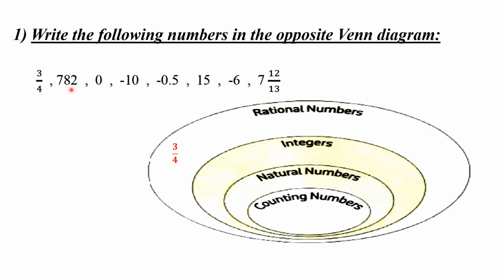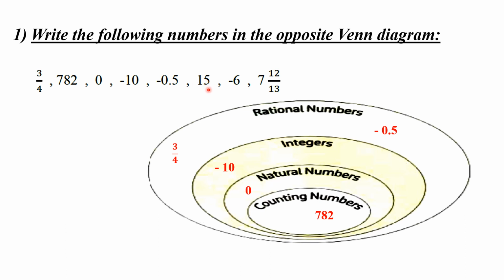782, which is a counting number, so we will put it in the smallest circle. Then we have 0. 0 is an element of the set of natural numbers. Next, -10. -10 is one of the elements of the integers. And then we have -0.5. The set of decimals and fractions is the rational numbers. So we will put it in the biggest circle.